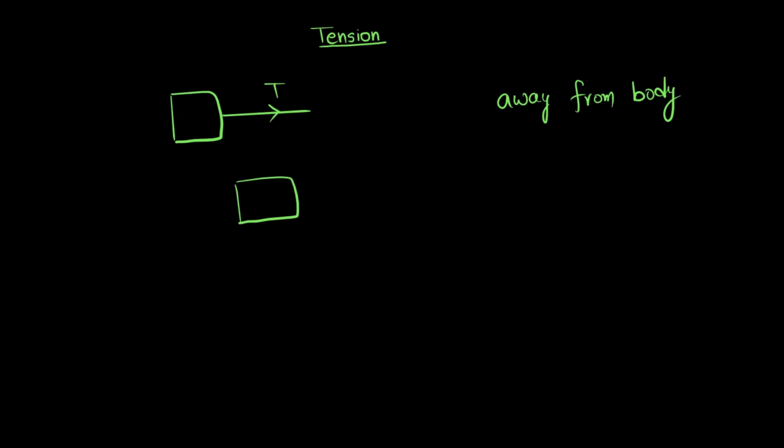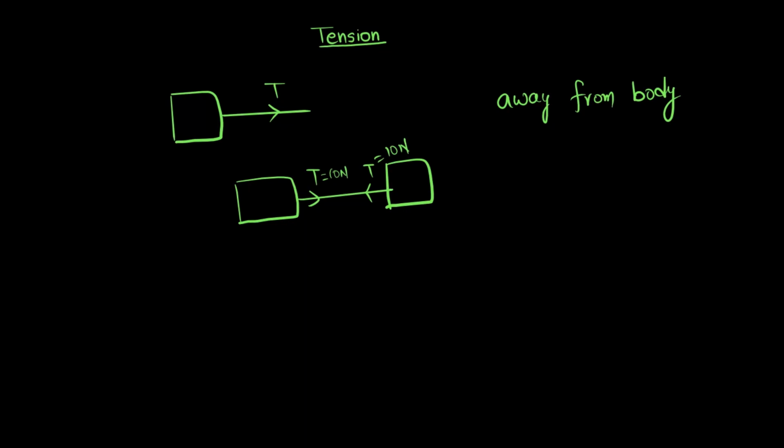For multiple objects attached to the same string, you will show the tension forces away from the body for each object, and they will have the same value. For example, if this is 10 newtons, this is 10 newtons as well, because the same rope will experience the same tension throughout its length.